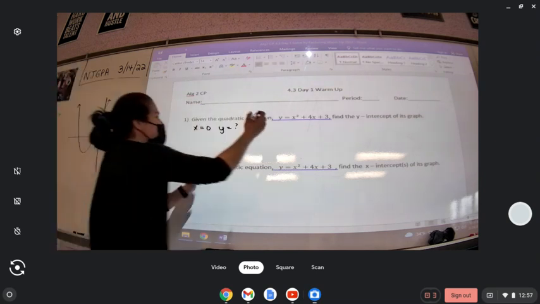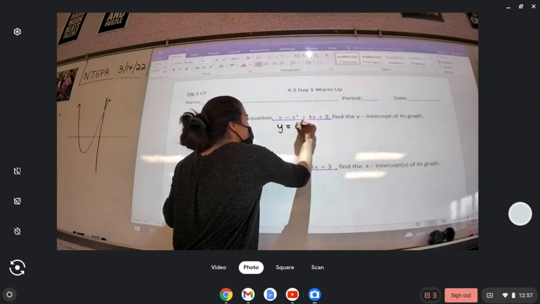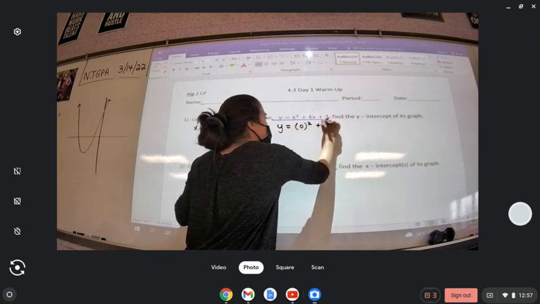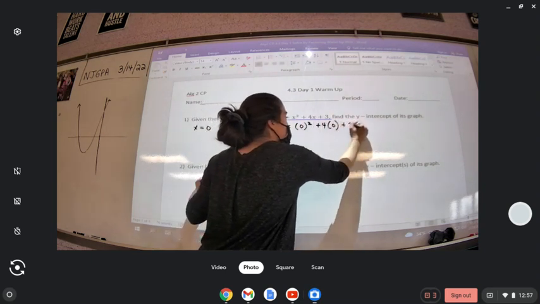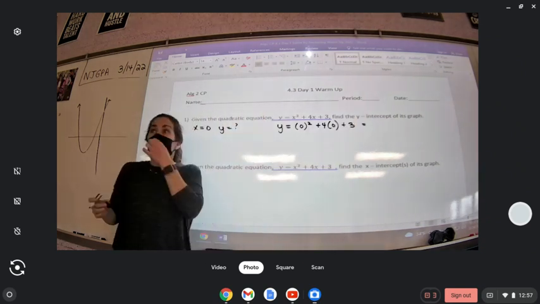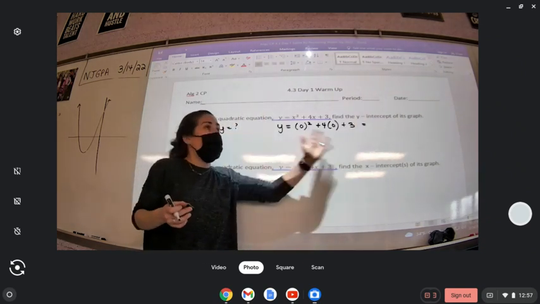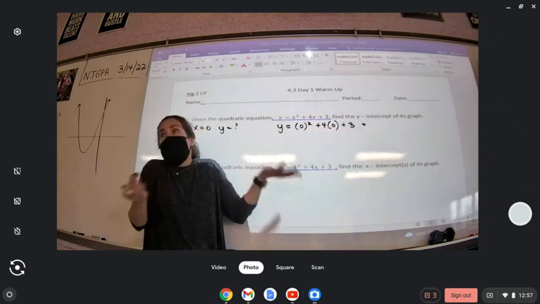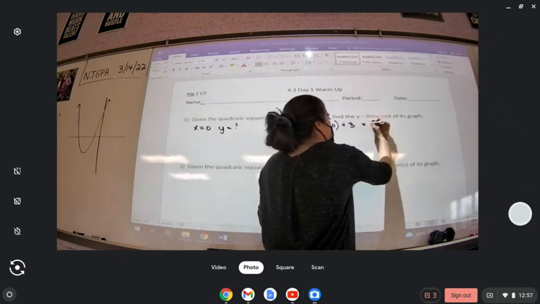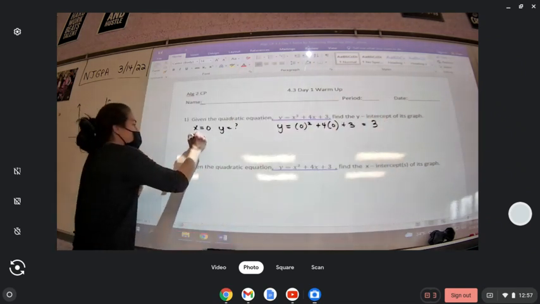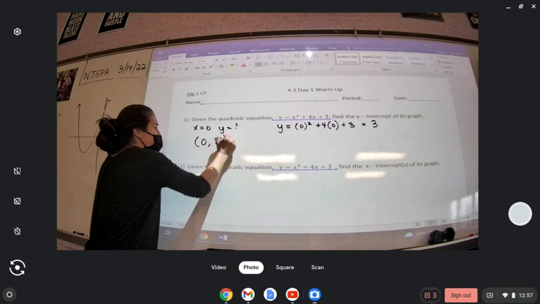So if we did do that, we would plug in 0, 0 squared plus 4 times 0 plus 3. Some of you already said it. We realized that what number was it always going to be? C, the last number, which was 3. So now you know the y-intercept was the point (0, 3).